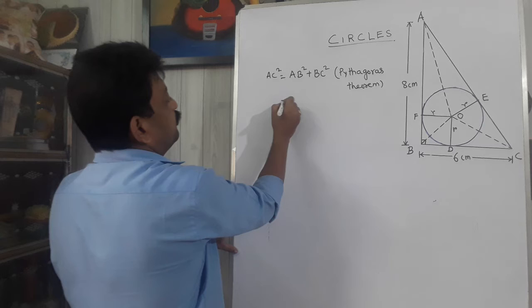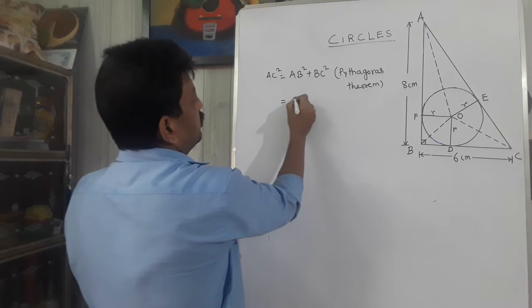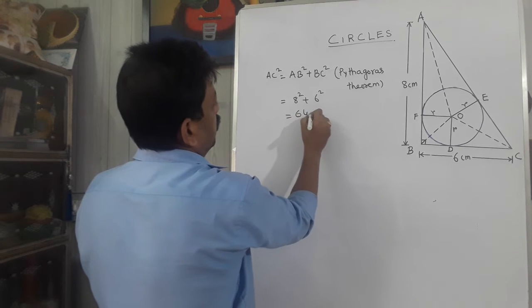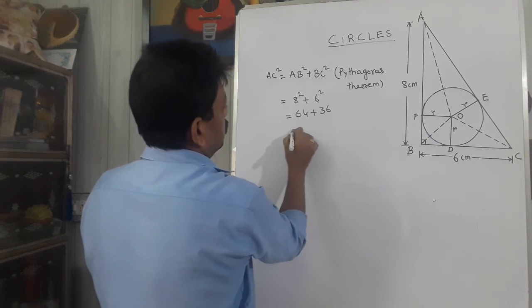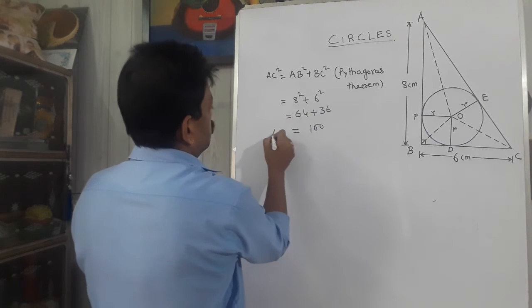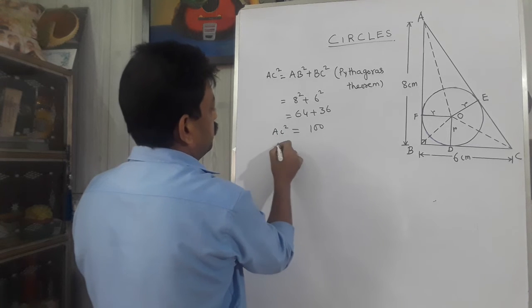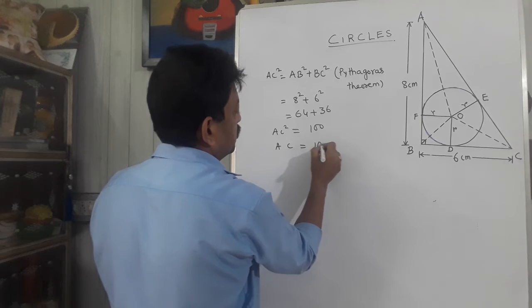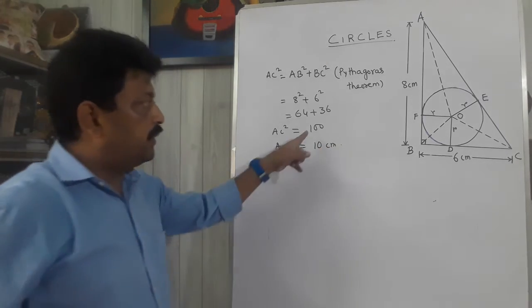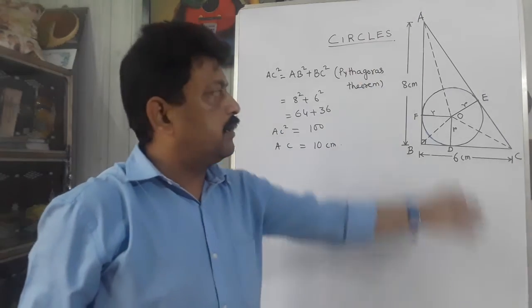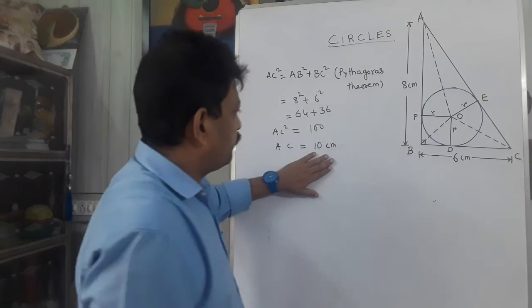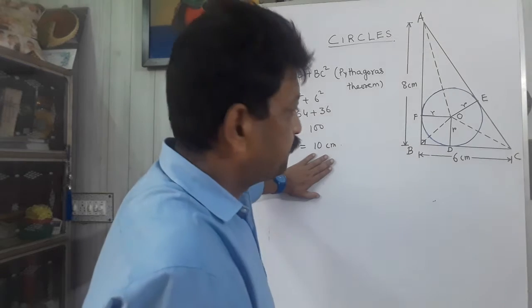Okay, now let me put the values. AB is 8 square, BC is 6 square, so 64 plus 36, that is 100. So AC square equals 100, means AC equals root over 100, that is 10 centimeter. We cannot take the negative value because the length of the sides of a triangle cannot be negative. Therefore, we have got AC as 10 centimeter.